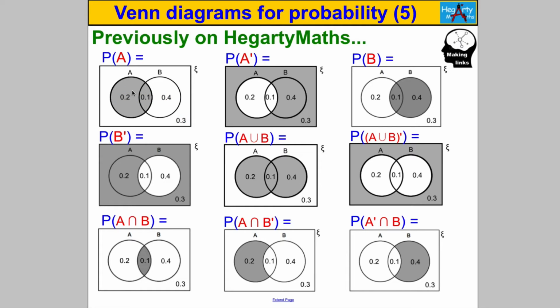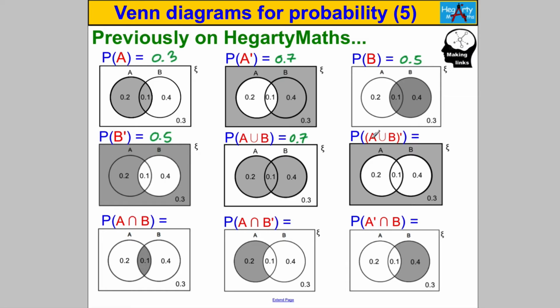Well, it's just adding up really. The probability of A is everything in the shaded, 0.2 add 0.1 is 0.3. Okay, the probability of not A, everything shaded, 0.4 add 0.3 is 0.7. Probability of B, 0.1 add 0.4, 0.5. The probability of not B is everything in the shaded, 0.2 add 0.3, which is 0.5. The probability of A or B, it's everything that's in A but not B, in A and B, in B and not A. So 0.2 add 0.1 add 0.4, which is 0.7.